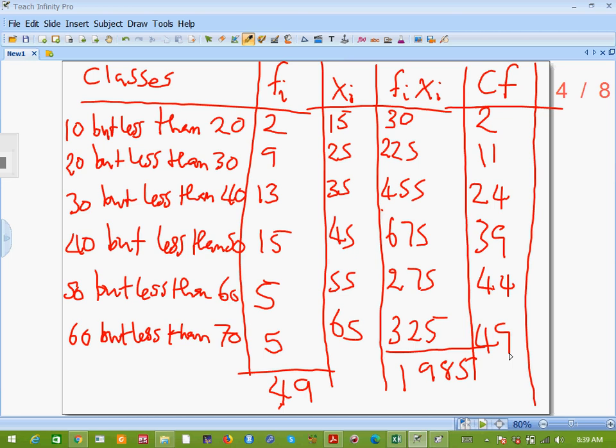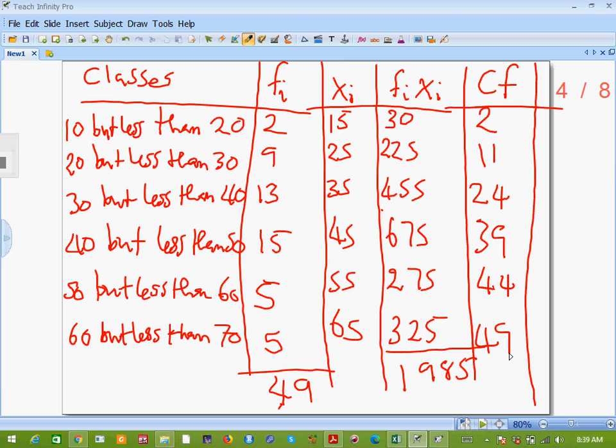Up to the third class, we just have 24 values. In the fourth class, that's where you find the 25th value. So the median falls in this class. In this class, we find the value that divides the data set in halves. So we take note of the class, which is 40 to 50.